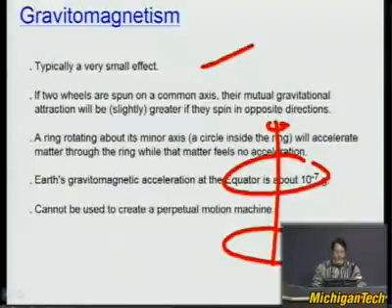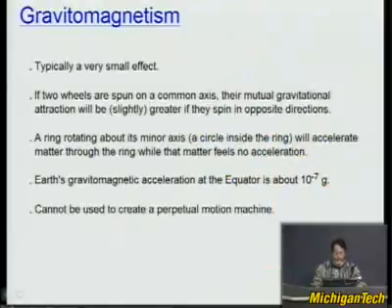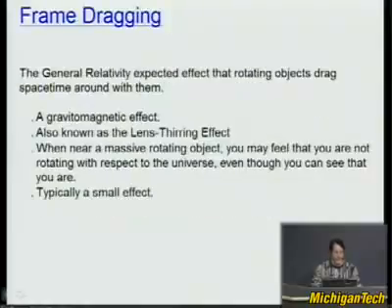So a ring rotating around its minor axis will accelerate matter through the ring while its matter feels no acceleration. Earth's gravitomagnetic acceleration at the equator is about 10 to the minus 7 Gs, which is hard to measure. This cannot be used to create a perpetual motion machine, unfortunately. So if you sit there thinking, well, now we have something we can work with, no, it's not going to help. But it's complicated as to why not.